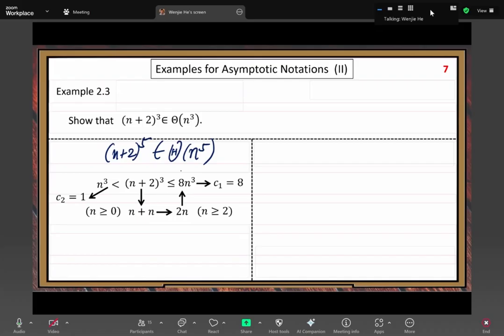But if you use this way, just 2 to the 5th, which is 32. So your upper bound, C1, is 32 times n to the 5th. All right. But you don't need to worry.